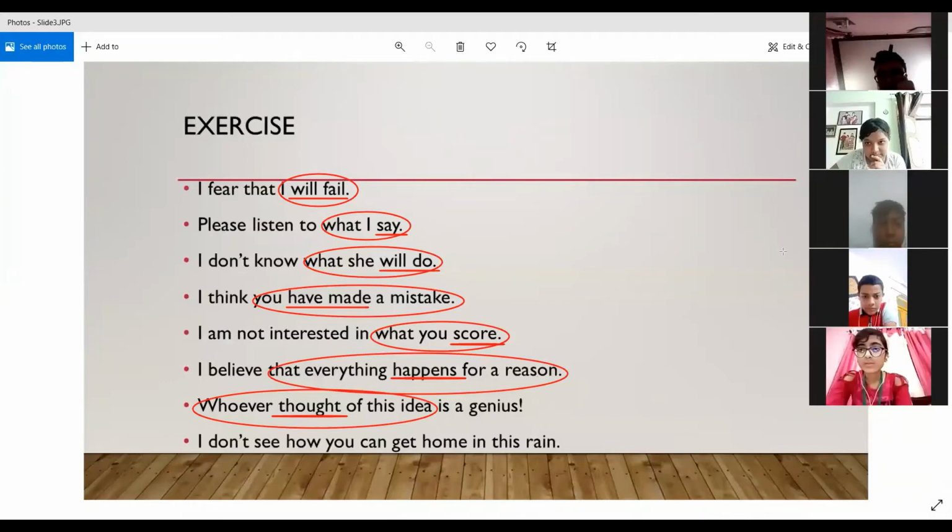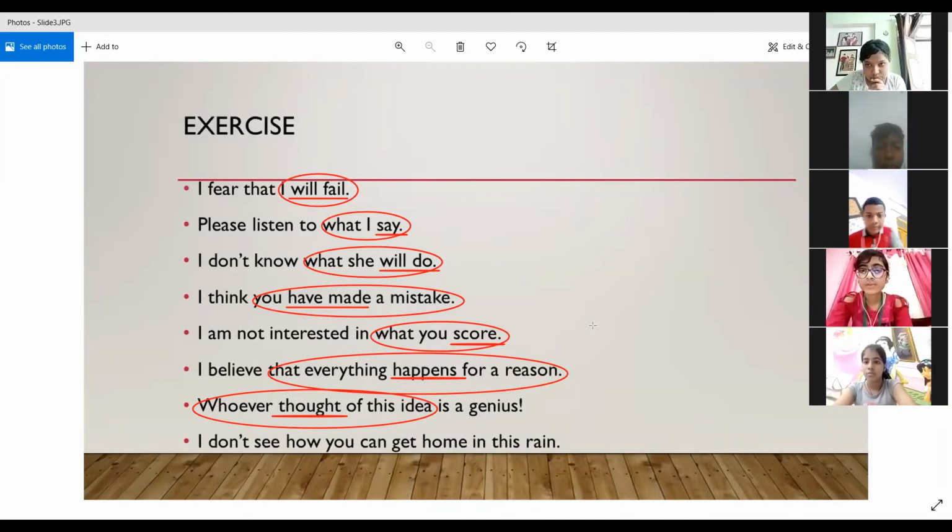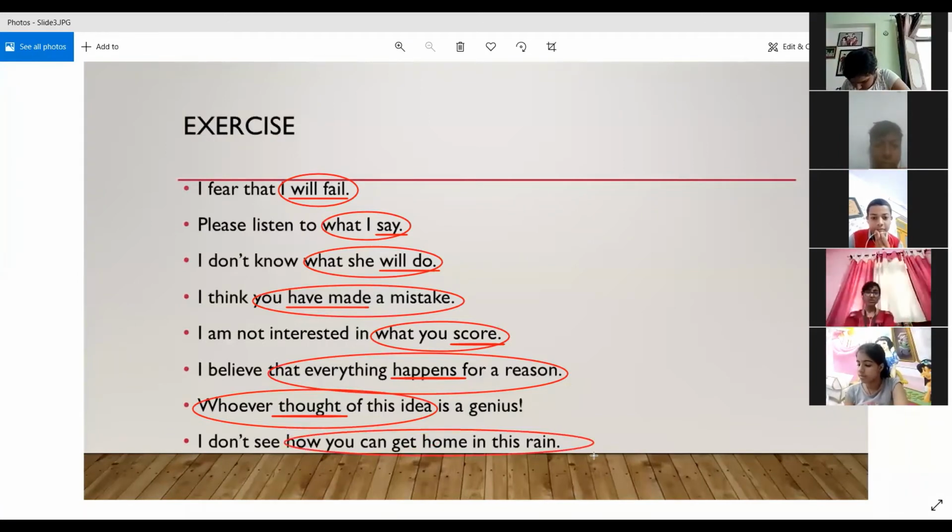Next one, Aryan. Sir, the noun clause will be "how you can get home in this rain." It answers the question, what do I not see? So the answer is "how you can get home in this rain." Now tell me what is the verb part present over here? Sir, can get. Yes, can is the modal and get is the main verb. So "can get" is the verb part present in this sentence.